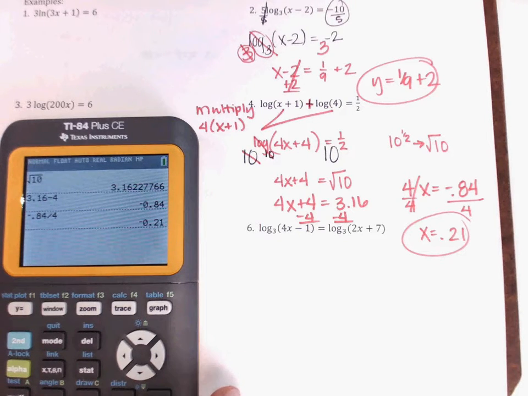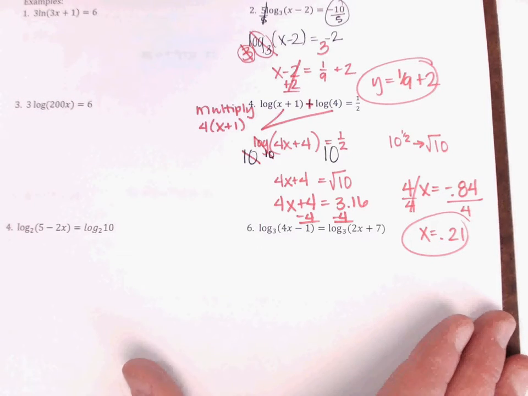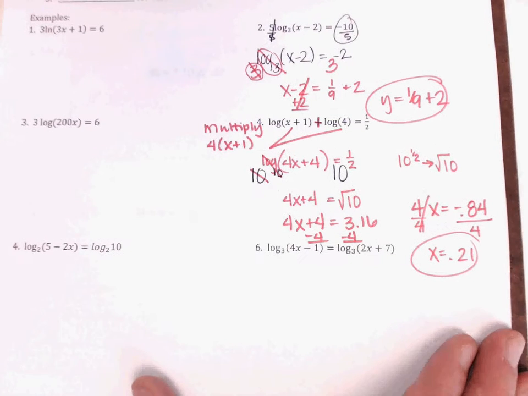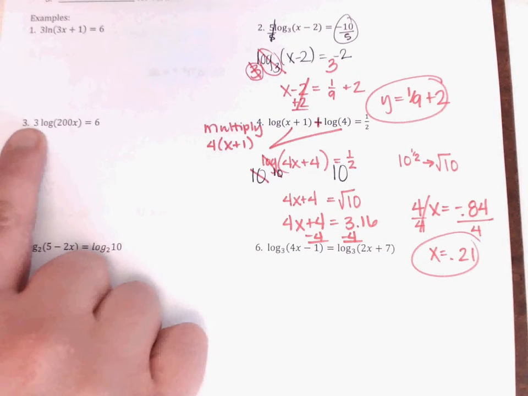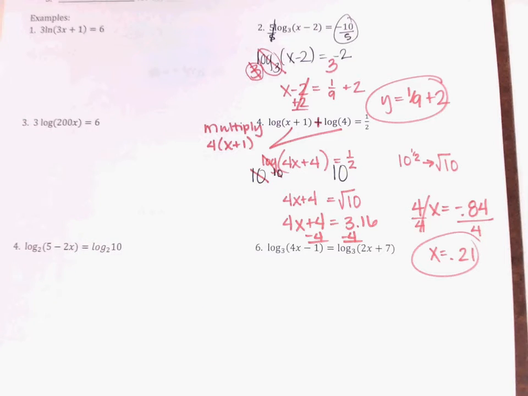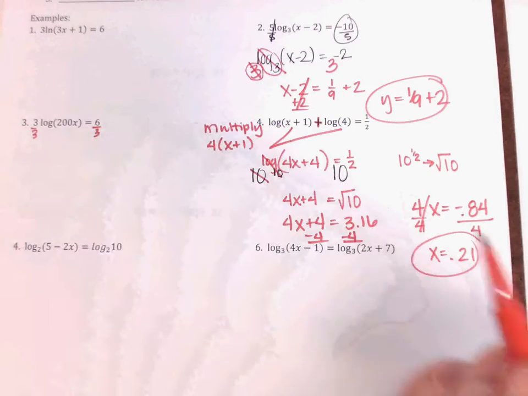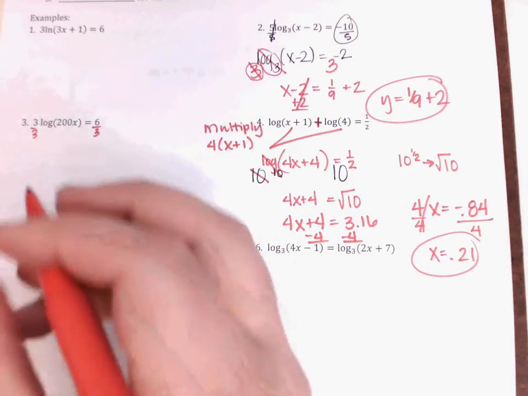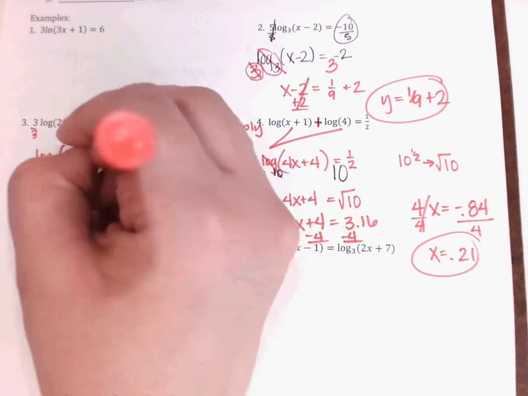Okay, now I just want to review with you how to do this by log loop. I don't care which one you do. You should know how to do both at this point. But let's say we were doing number 3 and we wanted to loop it. Can I loop number 3 right now with that 3 right there? No. You still have to get rid of it either way. So what's 6 divided by 3? 2. So I have log 200x equals 2.